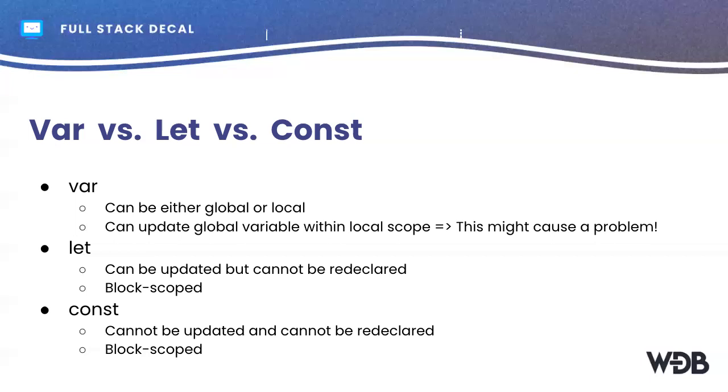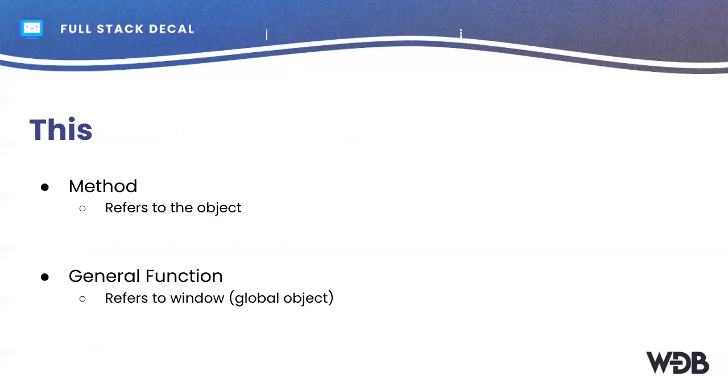If no one has other questions, then I will move on. So the last thing I will talk about for today's lecture is the this keyword. So this basically refers to the object that executes the current function. We can consider two scenarios. The first scenario is if the function is a part of an object, we call that a method, right? So if the function is a method, this refers to the object itself. But if you're in a general function, this will mean the window or global object.